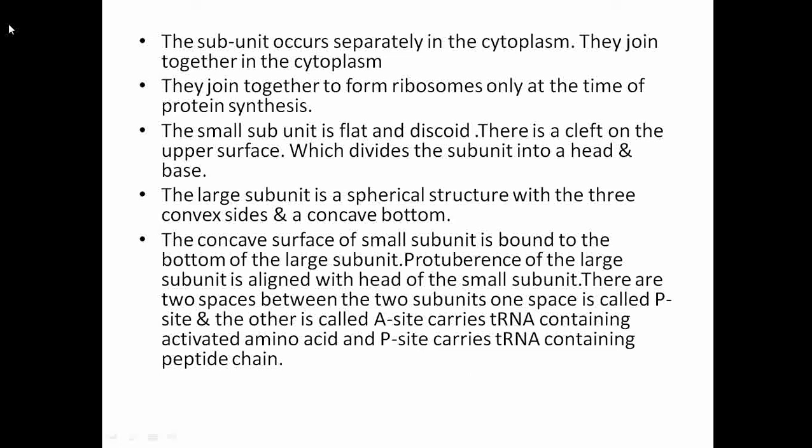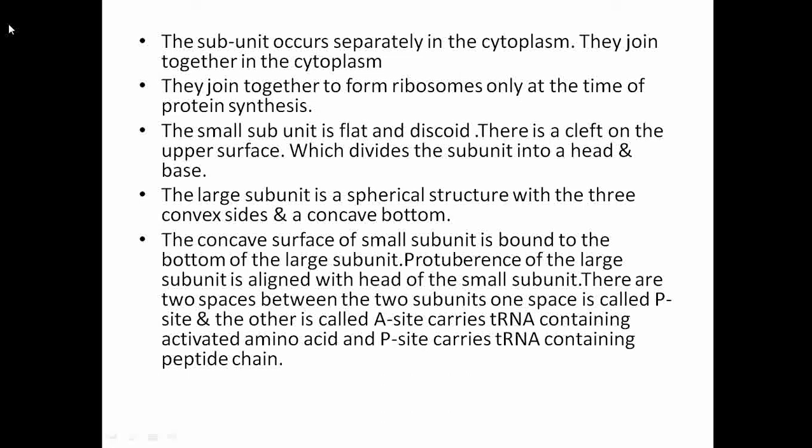The small subunit is flat and discoid. There is a cleft on the upper surface which divides the subunit into head and base. Its lower surface is slightly convex, but its upper surface is slightly concave. The small subunit has an asymmetrical surface. It is slightly constricted at the middle of the flat body. There is a cleft on the upper surface which divides the subunit into head and base.